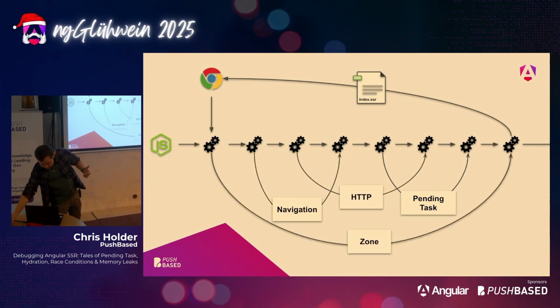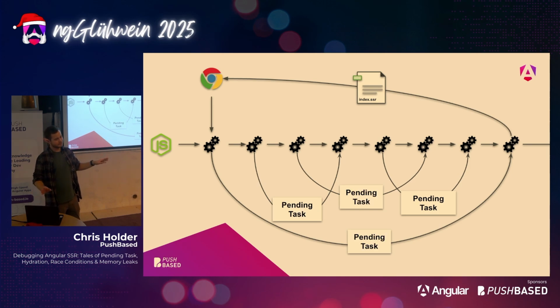So yes, we have zone, we have navigations, we have HTTP, and we have pending tasks. Actually, kind of not true. We have pending tasks. They're all pending tasks. They're all different ways of wrapping this. So essentially, it is all equivalent to wrapping these internal APIs with a task that says, until this is complete, we can't consider this application as ready.